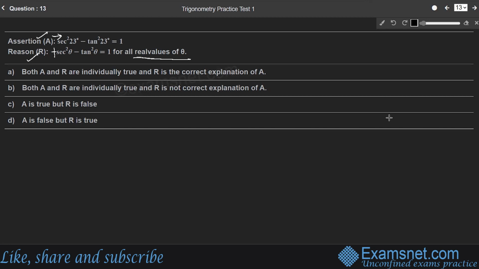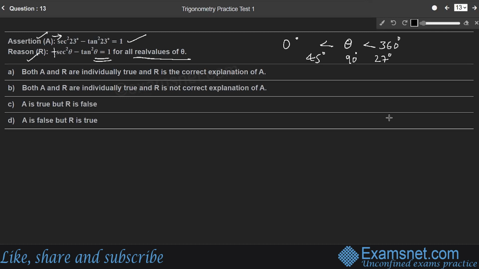For all real values of theta means theta may be 0 degree or 360 degree. That means theta lies between the real values 0 degree and 360 degree, right? The whole number, it may be 45 degree, 90 degree, any value, 270 degree, right? So for all real values of theta, secant square theta minus tan square theta is 1. Therefore, secant square 23 degree minus tan square 23 degree is 1.